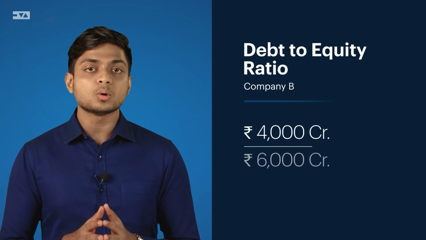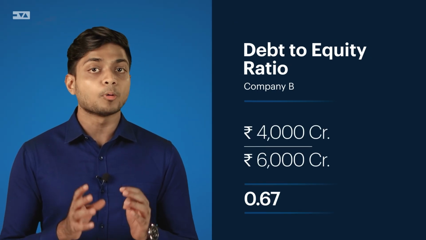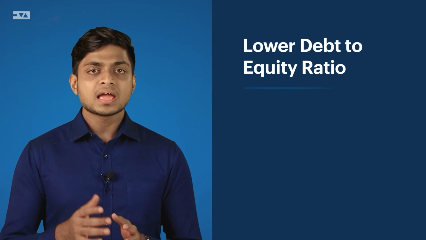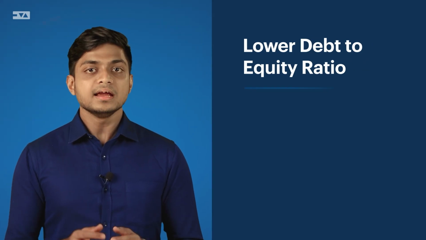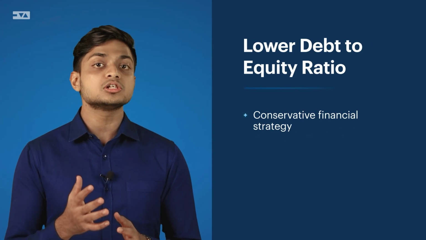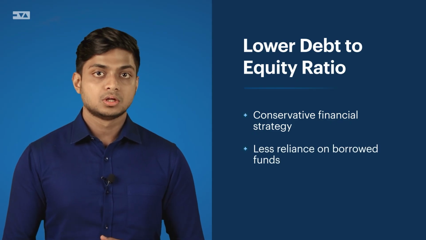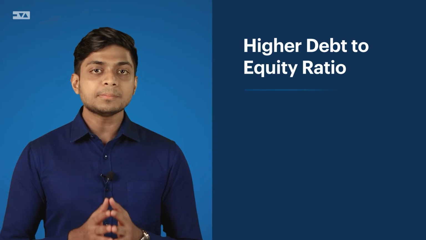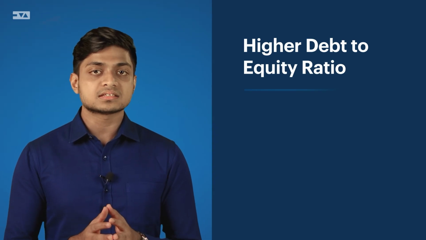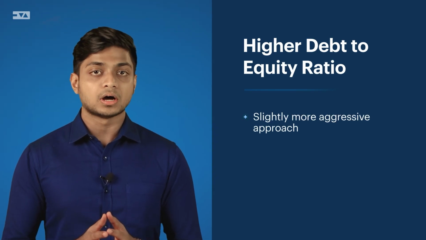external debt. On the other hand, Company B's debt to equity ratio comes out to be 0.67, meaning that Company B has decided to leverage their operations more aggressively, taking on debt. A lower debt to equity ratio, as in the case of Company A, indicates a conservative financial strategy with less reliance on borrowed funds. On the other hand, Company B's higher ratio suggests a slightly more aggressive approach.